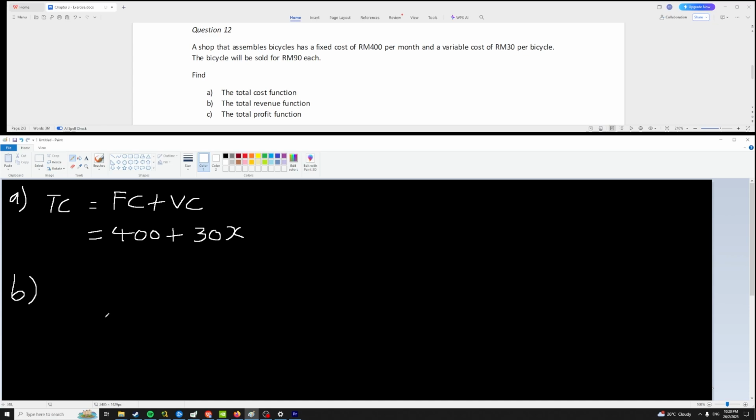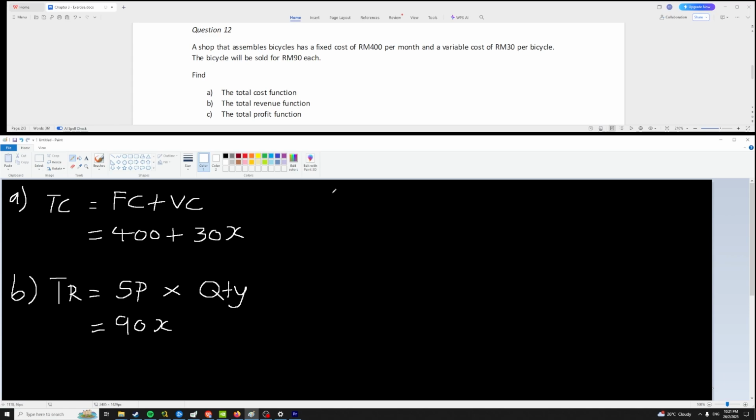Okay, the total revenue function stands for T. The total revenue is based on how much you sell: the selling price, SP, multiplied by the quantity. That is how much you get, the total sales or total revenue. The selling price is 90 ringgit, and the quantity is the variable, so we just put X. So that is the total revenue function.